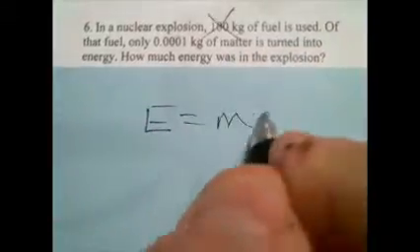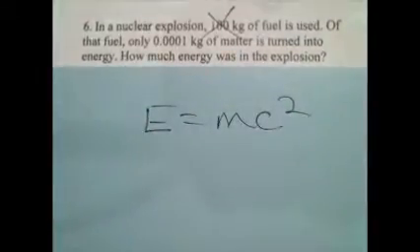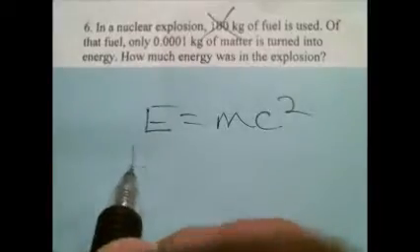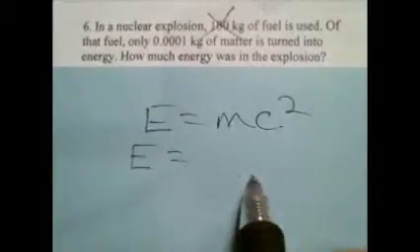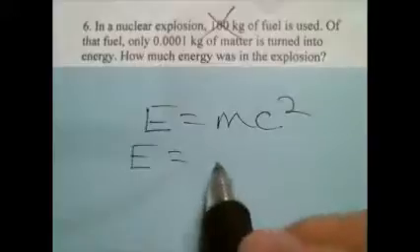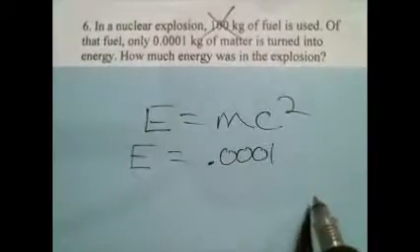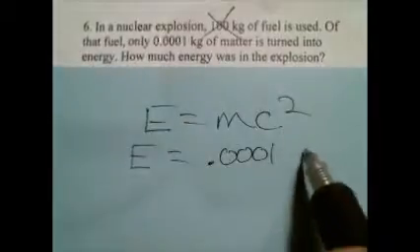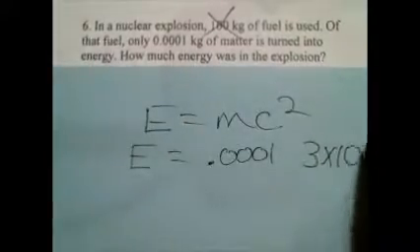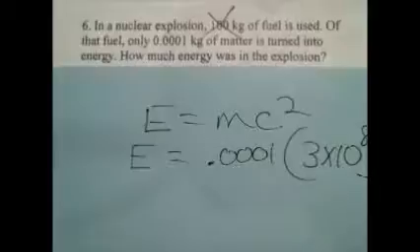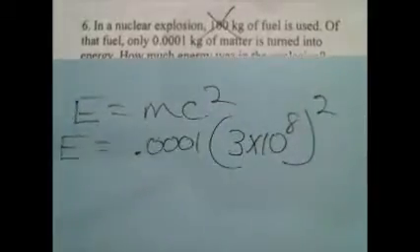We're going to use Einstein's equation to figure this out. The E is what we're trying to find. The M is the amount of mass that's converted, 0.0001, that has to be in kilograms. And the C is the speed of light, 3 times 10 to the 8th, and we have to square that. Don't forget to square it.